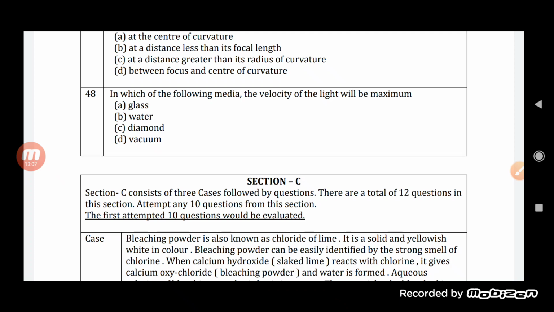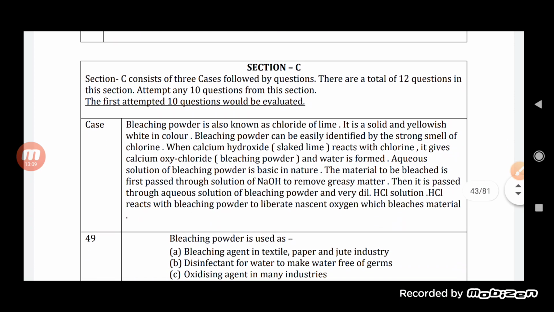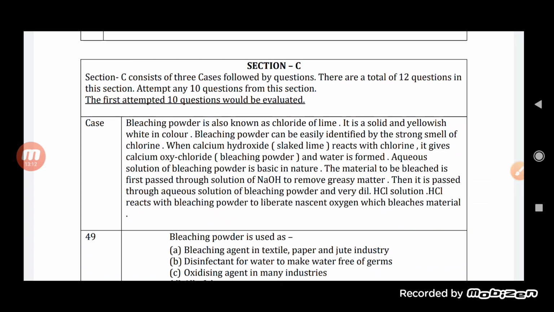Now let us see section C. In this case, bleaching powder is also known as chloride of lime. It is a solid and yellowish white in color. Bleaching powder can be easily identified by the strong smell of chlorine. When calcium hydroxide, which is slaked lime, reacts with chlorine, it gives calcium oxychloride, that is bleaching powder, and water is formed here.